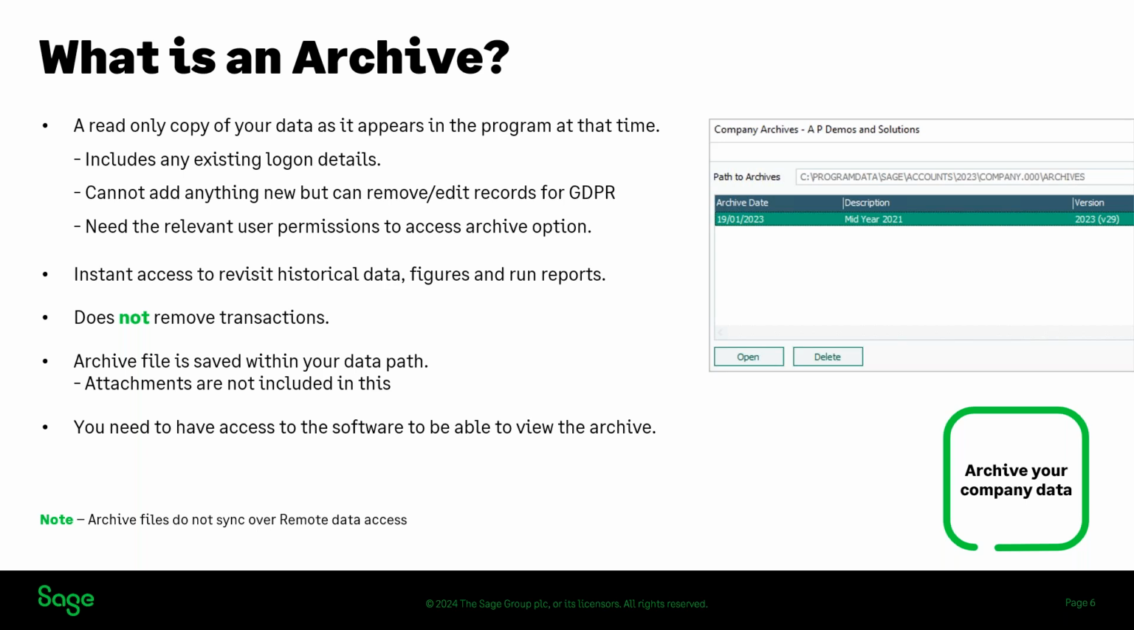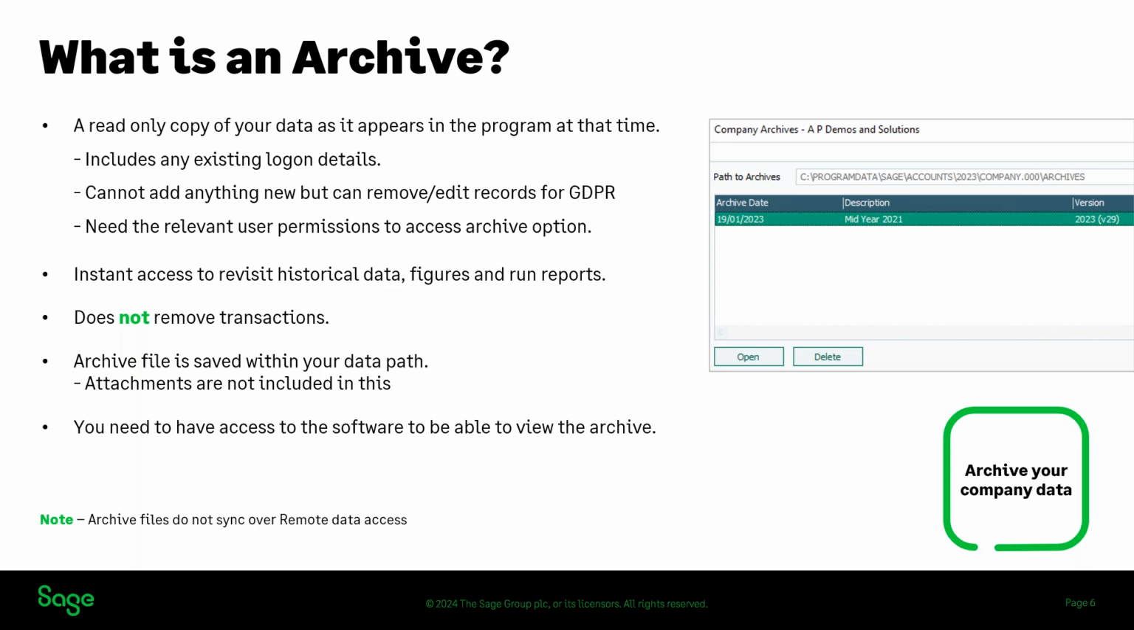It does not remove any information from the program. So that is often a misconception. When you create an archive, it does not remove any information. It doesn't post anything. It literally takes a picture of your data and then puts it in a separate place so then you can access it at a later date. So it creates a file that is then saved within the company folder of your data path, which then can be opened like a separate company to your live data.